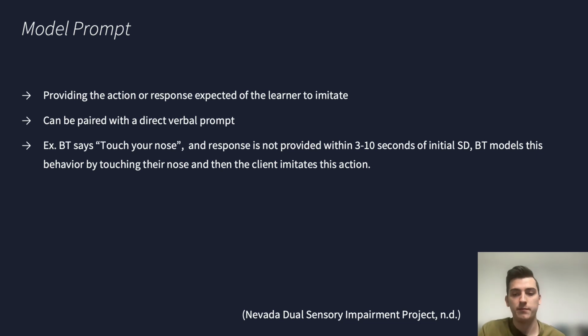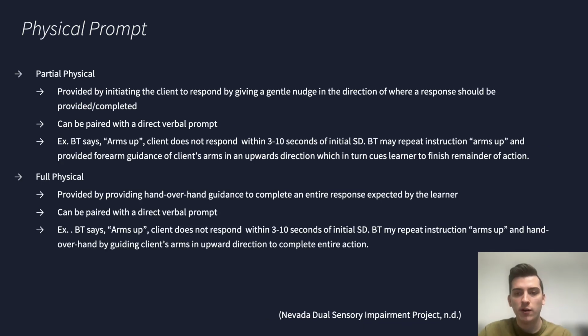Our last level of the prompt hierarchy consists of our most intrusive prompt, which is the physical prompt. Just like our verbal prompt, physical prompt can be divided into two subcategories, partial physical and full physical. Partial physical prompting is demonstrated by initiating the client to respond by providing forearm guidance in the direction where a response should be provided or completed, and then allowing the client or the learner to finish out the action. This prompt can also be paired with a direct verbal prompt.